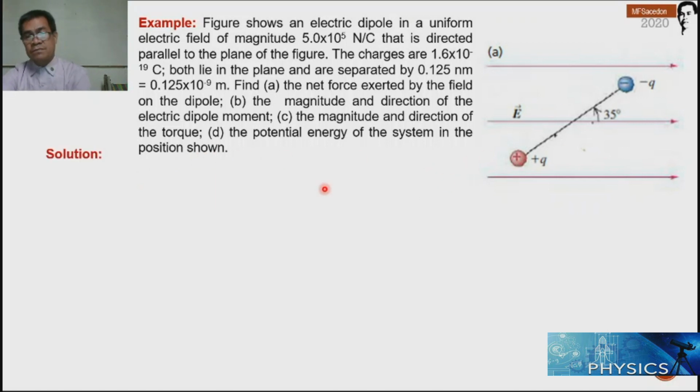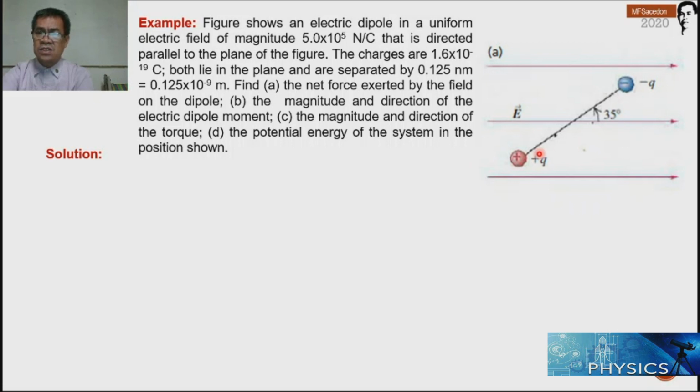So to answer this problem, for letter A, you are asked to find the net force. And we understand that these two charges are subjected to a force because of the presence of the electric field with a magnitude of 5 times 10 raised to 5. So, the force on the positive charge is towards the electric field, and it has a magnitude of Q times E. While on the negatively charged, the force is opposite to the electric field, and the magnitude is Q times E.